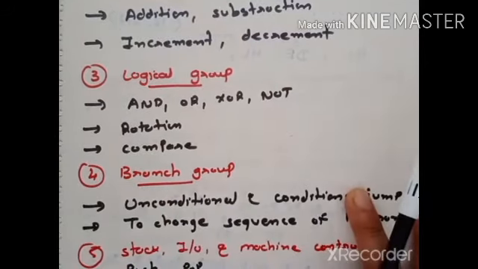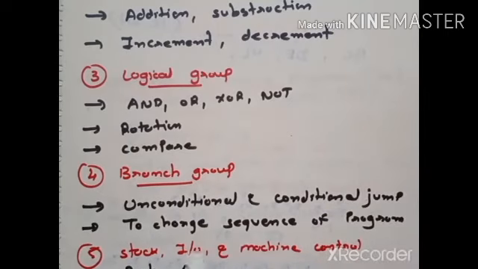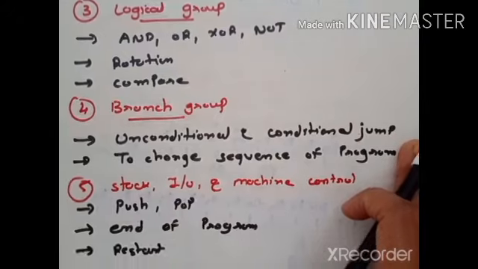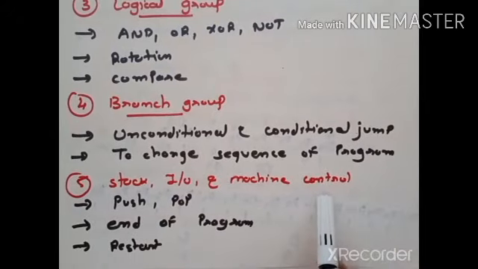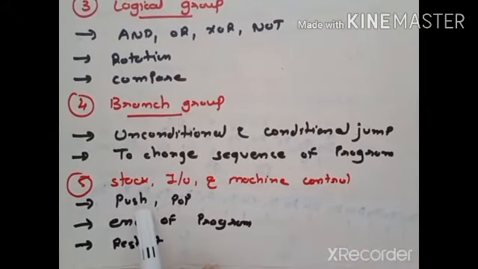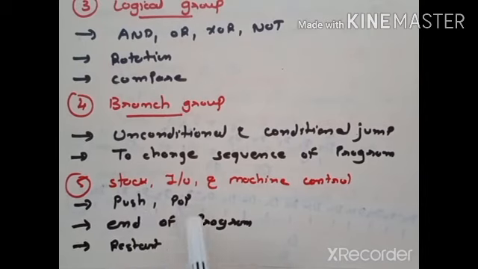Then the fourth group is branch group. In the branch group, unconditional and conditional jump. Suppose we change the sequence of the program, then this type of instruction is in the branch group. Then the fifth group is stack, input output and machine control. In this group, push instruction, pop instruction, then ending of program, restart program. This type of instruction is in the stack, input output and machine control group.